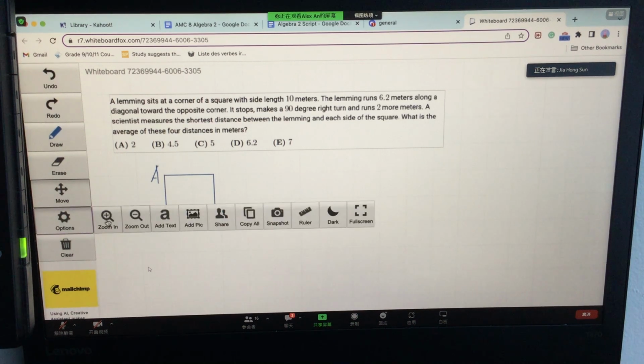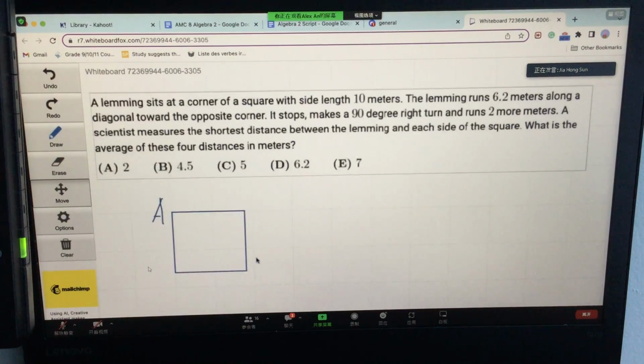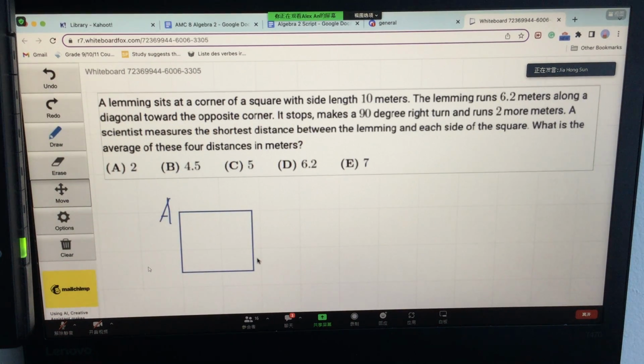So let's say 6.2 is somewhere along here. And then she turns right, so that's from her perspective, right? So she originally was going this way, so turning right would be that way, right? This way. That's an arrow, so we'll need to turn 90 degrees there for 2 more meters.